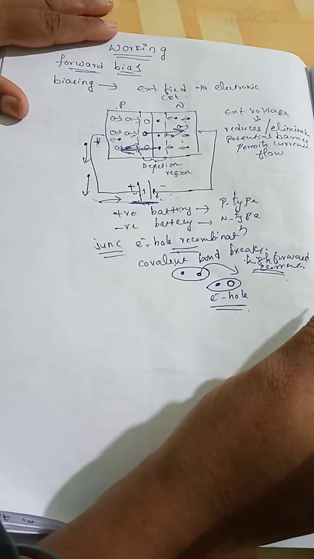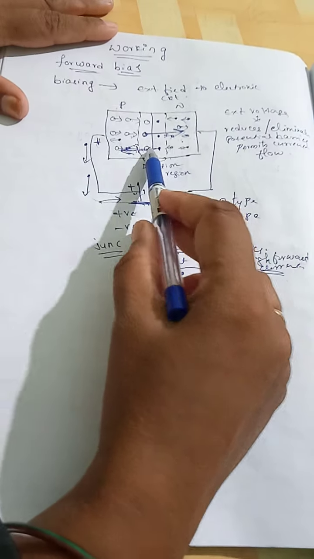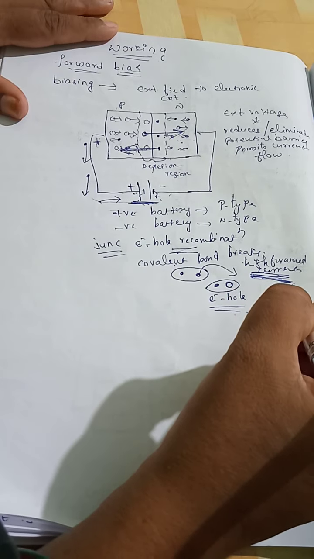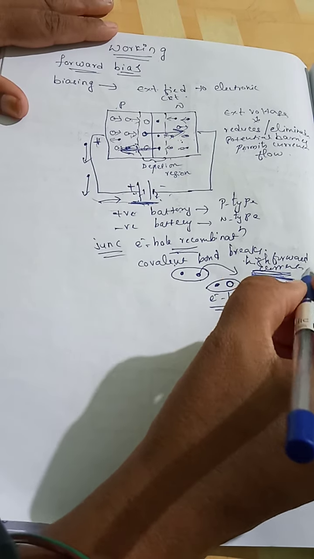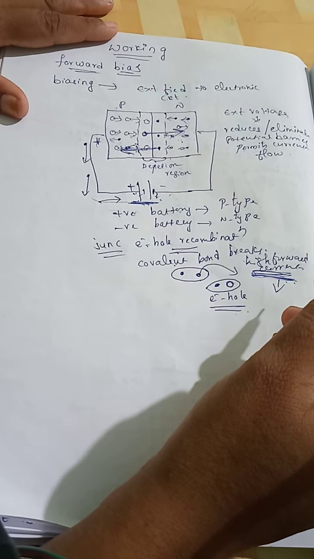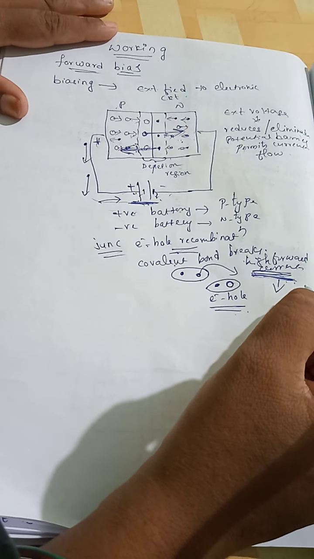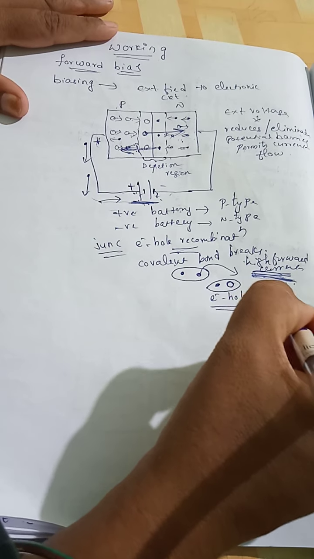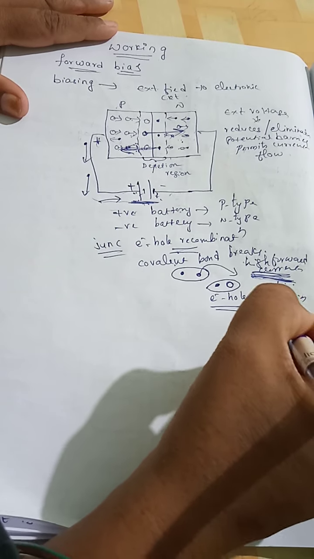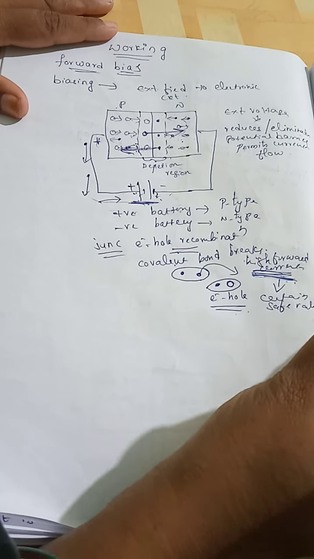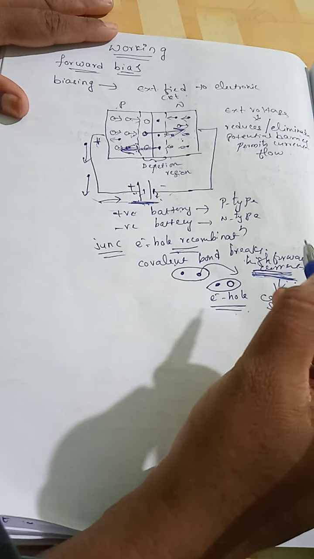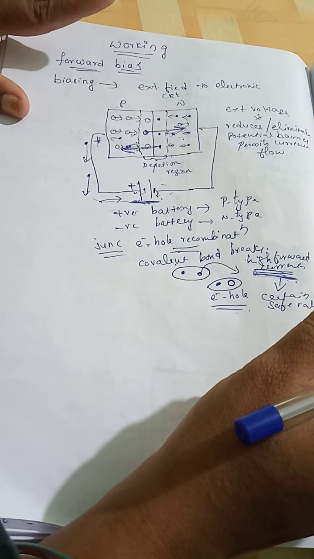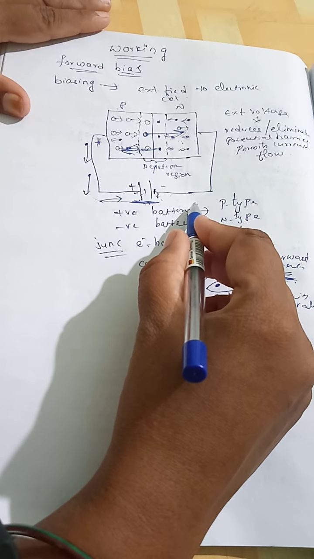So in such a way, forward biasing reduces the potential barrier and permits high forward current to flow. But a disadvantage is also present here. If we increase the voltage beyond a certain safe value, then due to heating the junction is totally destroyed, that is, it breaks down. Right? This is about forward biasing.